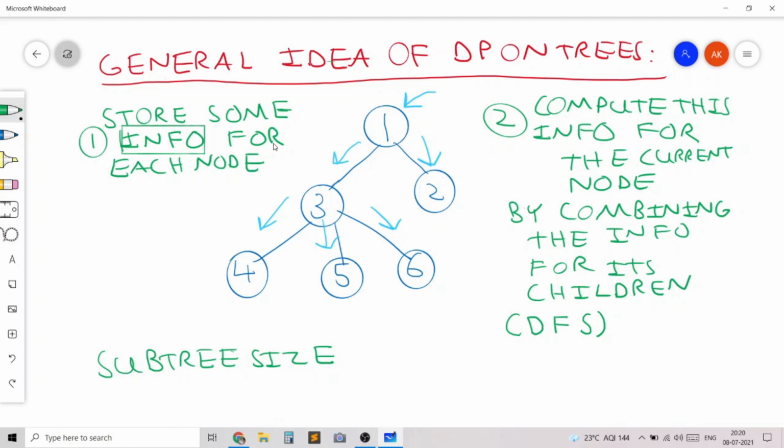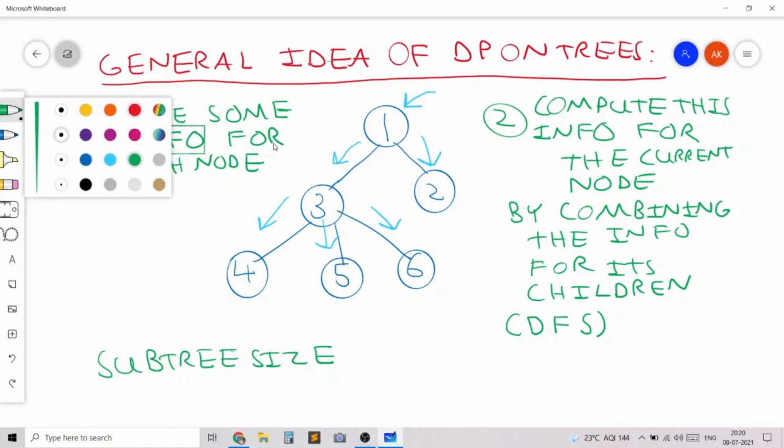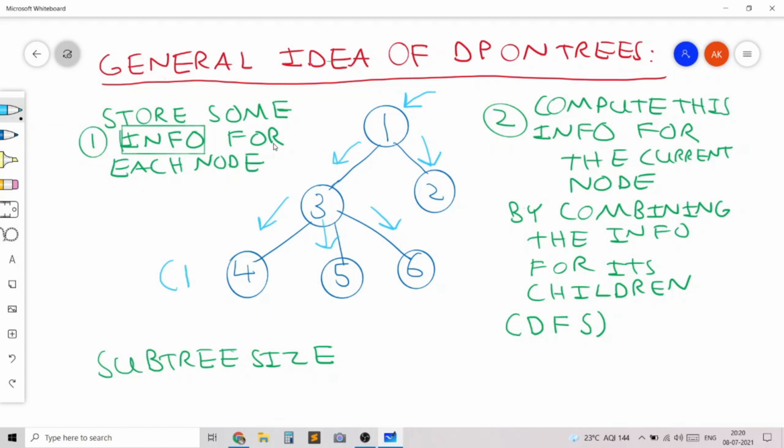So for node 4, we know that the subtree size is just 1, because there is only one node in the subtree of node 4. Similarly, for node 5, the subtree size is just 1, and for node 6, the subtree size is just 1. Now when we are computing the subtree size for node 3, we will combine the answers for its children, and that will basically be 1 plus 1 plus 1, which is 3. And you need to count 3 as well, so there will be 4 nodes in the subtree of 3.